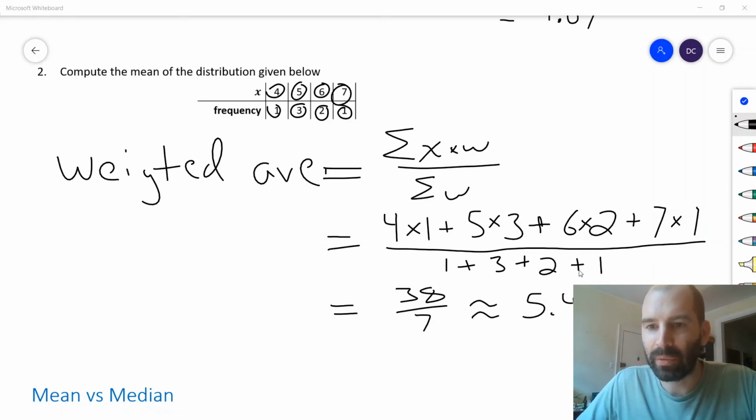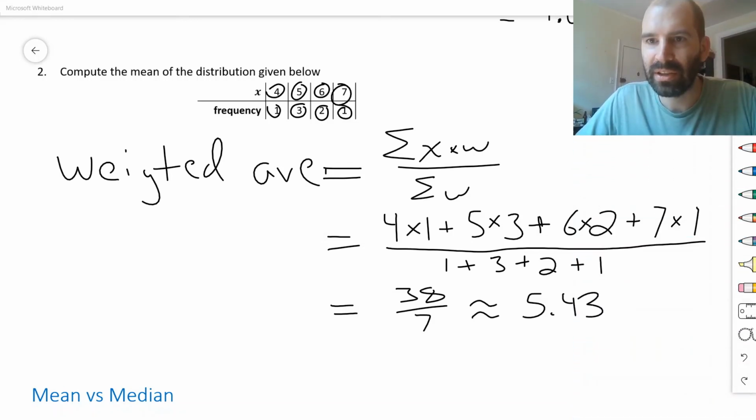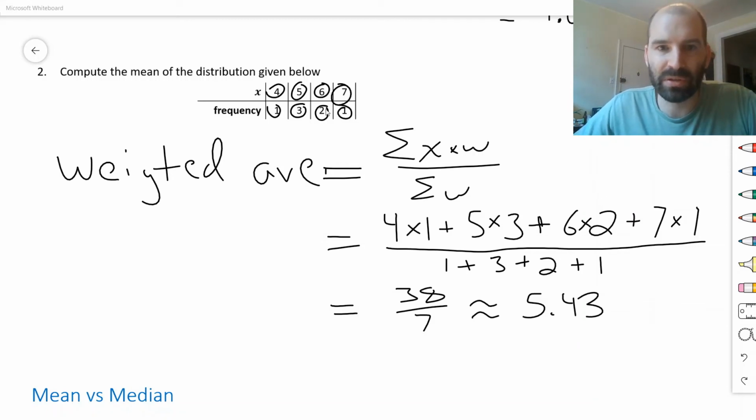Sorry, let me move out of the way here. You may not be able to see that last answer. This is a lot quicker in general than recreating the data set, especially with bigger data sets. With bigger data sets, the frequency distribution will be a much more efficient way to summarize the data than just looking at the data set on its own. And so this will be a much quicker way to compute the mean.